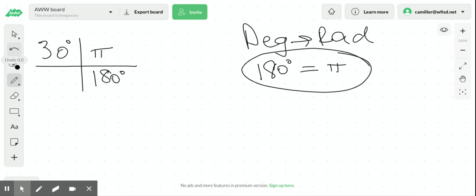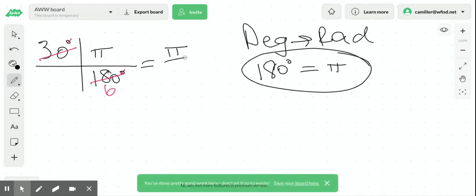So notice that now my degree symbol is going to cross off because I'm not in degrees anymore. And then I just need to reduce 30 and 180. So 30 goes into 180 6 times. So my answer is pi over 6. I have a pi on top is all I had left and a 6 on the bottom. So that is degrees to radians.